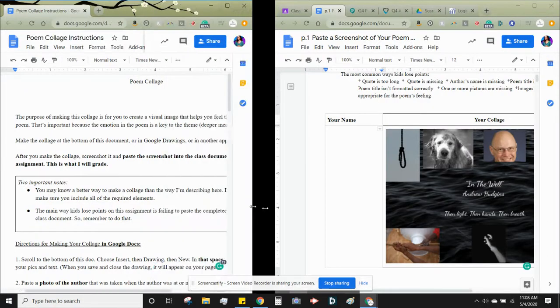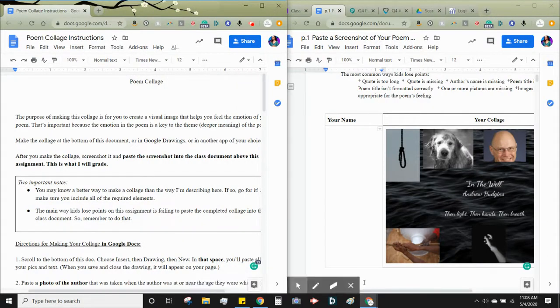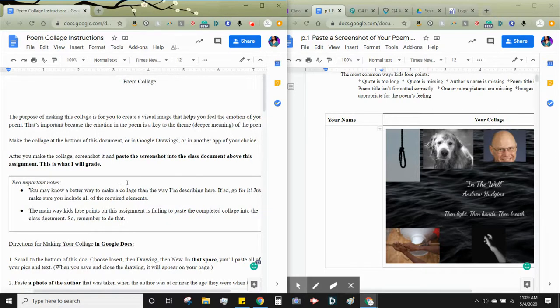Hi kids, I want to talk to you about the instructions for the assignment called Poem Collage. I'm not going to read these instructions a step at a time because you can read them, but I want to point out things that I think are important for you to notice, and then I want to show you some examples of students doing this well and then students doing it not so well. So here are the key things I want to really draw your attention to in the instructions.